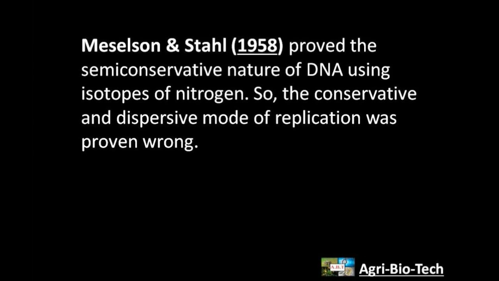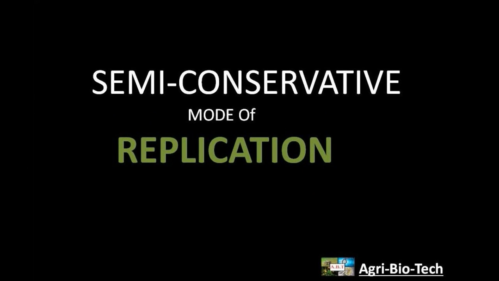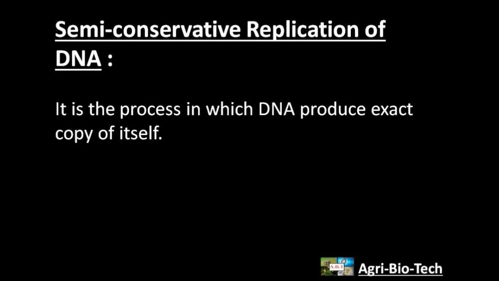But in 1958, Meselson and Stahl proved the semi-conservative nature of DNA by using the heavy isotope of nitrogen, that is N15, and Escherichia coli. So the remaining two replication modes, that is conservative mode and dispersive mode, were proven wrong. Let's see semi-conservative mode, its mechanism and the proteins used in replication.